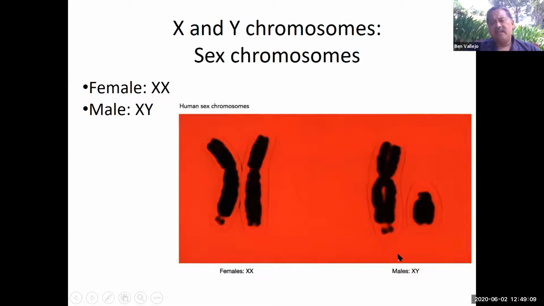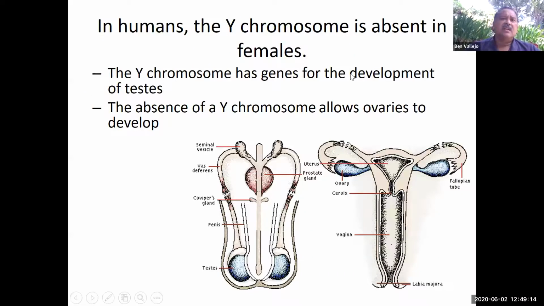We'll learn that the Y actually has little genetic information. In humans, the Y chromosome is absent in females. So in the absence of a Y, you're a female. If you have a Y, you're a male.